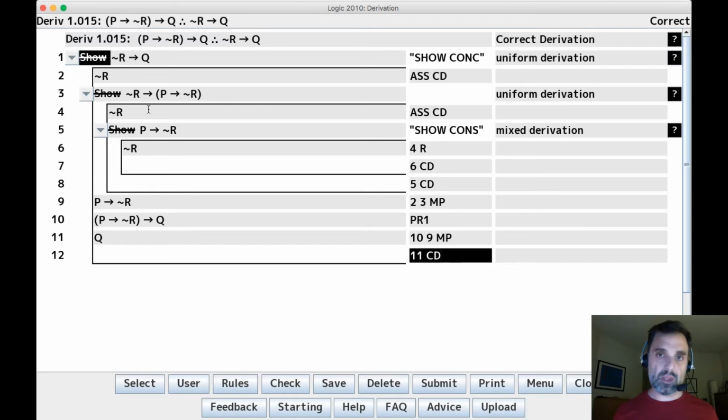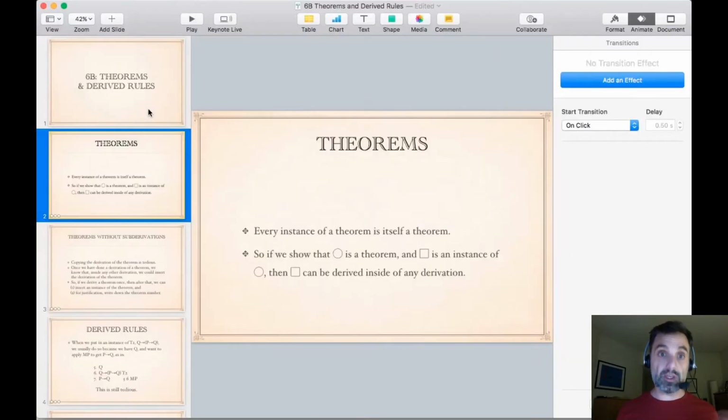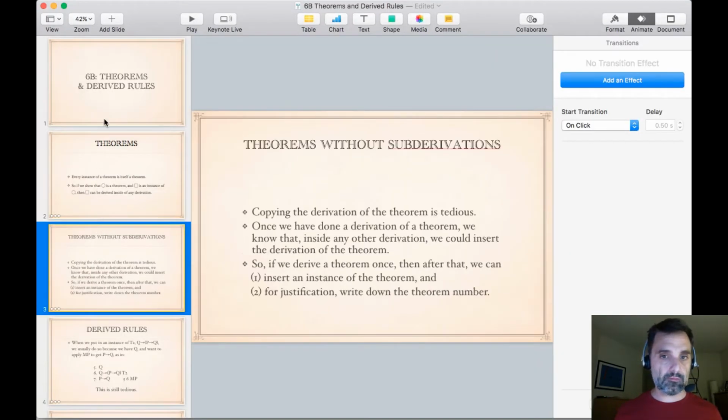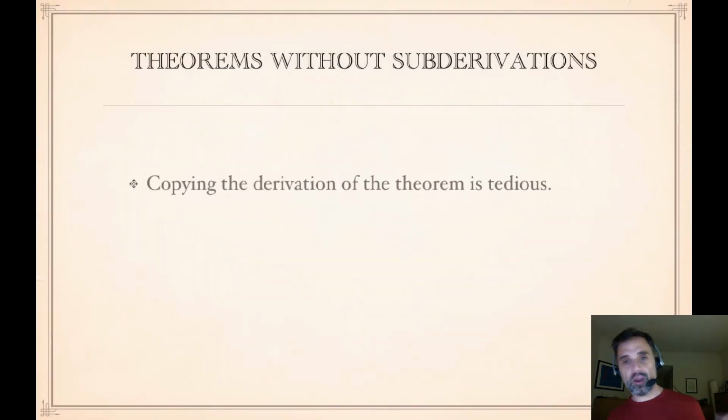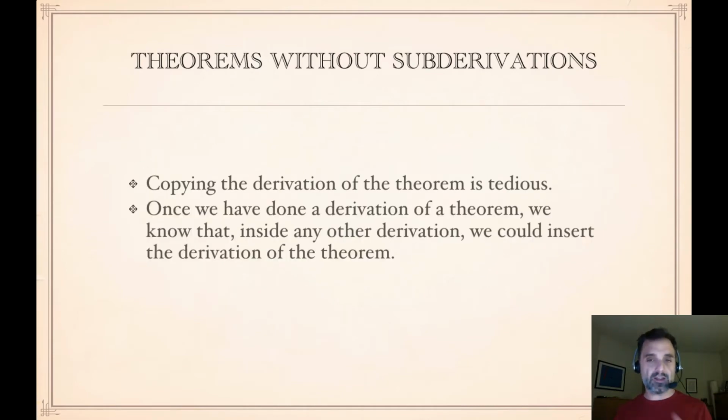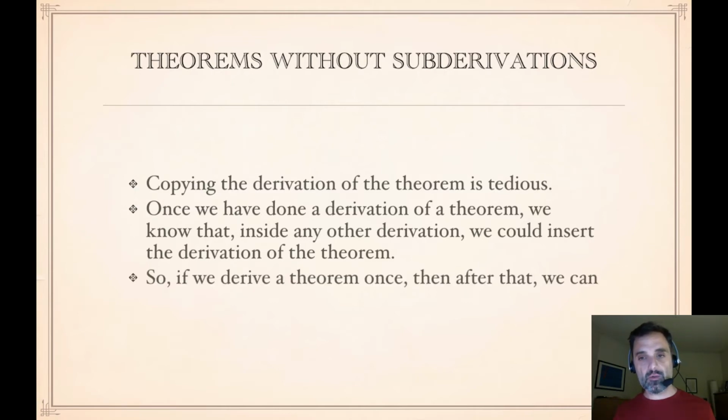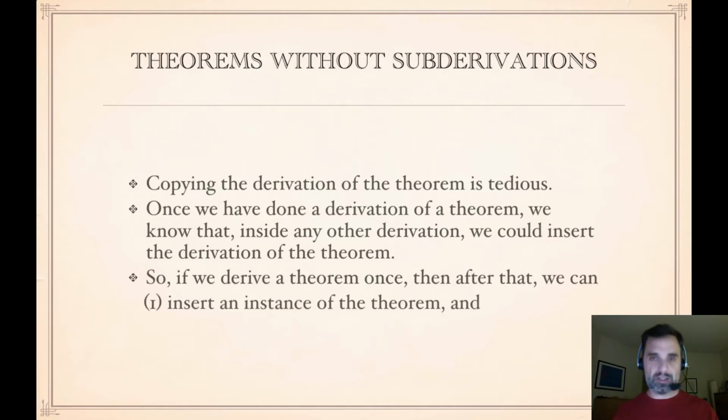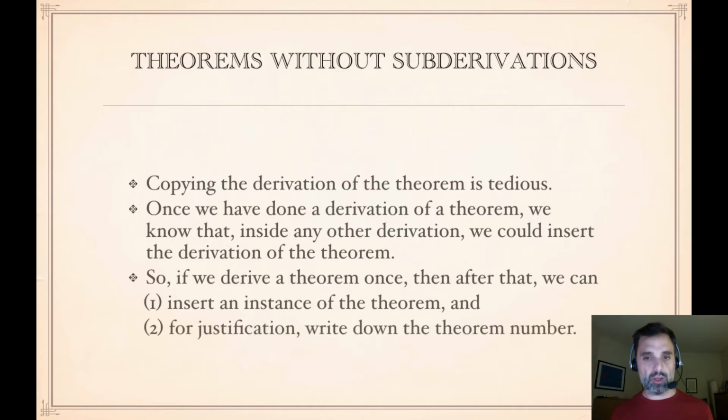So that's good. That's a way in which we can use a theorem. We can actually redo the derivation. However, copying the derivation of the theorem is kind of tedious, right? Once we've done a derivation of the theorem, we know that inside of any other derivation, we could insert the derivation of the theorem. So if we derive a theorem once, then after that, let's just insert an instance of the theorem, and instead of actually copying the derivation, we could write down the theorem number as our justification.